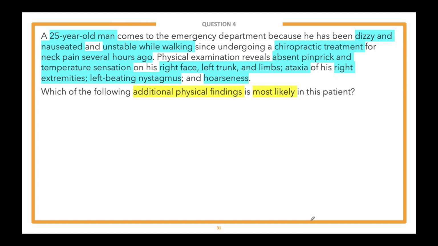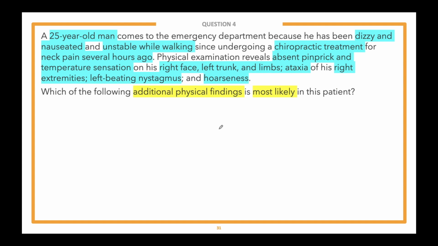We've got a younger male, a 25-year-old, and why is he coming to the ER? Well, he's been dizzy and nauseated and unstable while walking, specifically since undergoing a chiropractic treatment for neck pain. And this is very acute, happening several hours ago. Then, as they like to do with these neuro questions, they give us some neurologic findings. We're going to have to use that constellation of signs and symptoms to come up with the diagnosis.